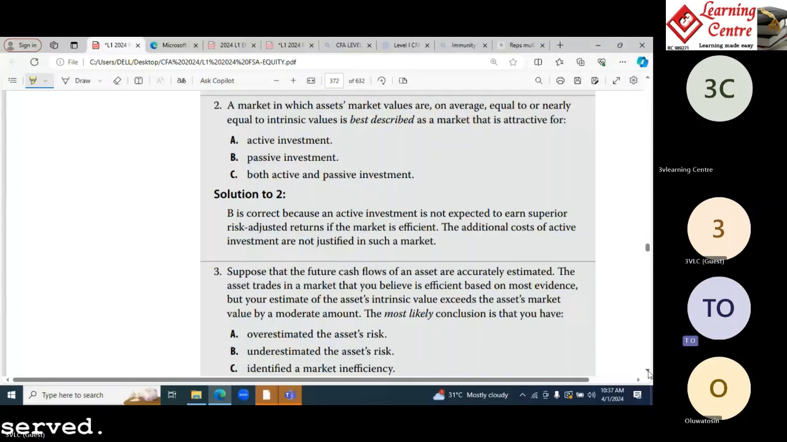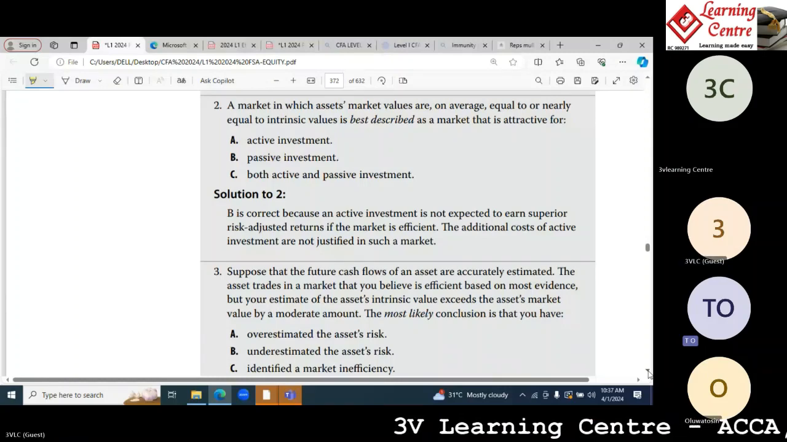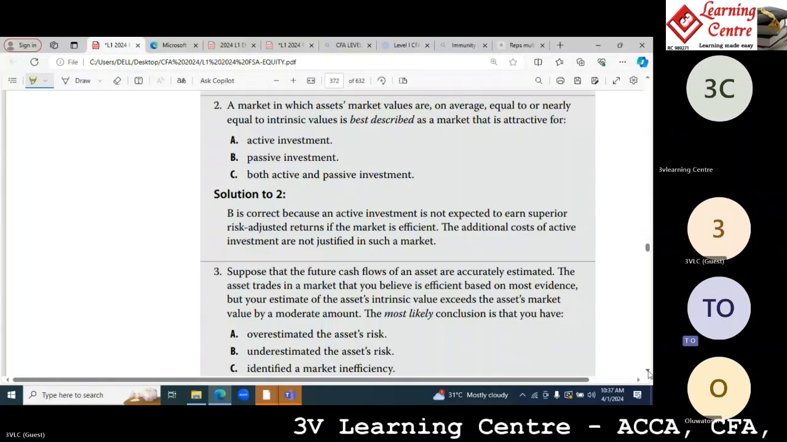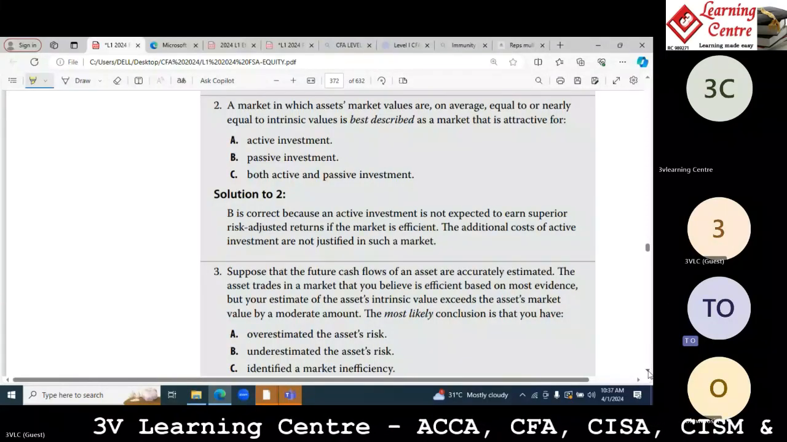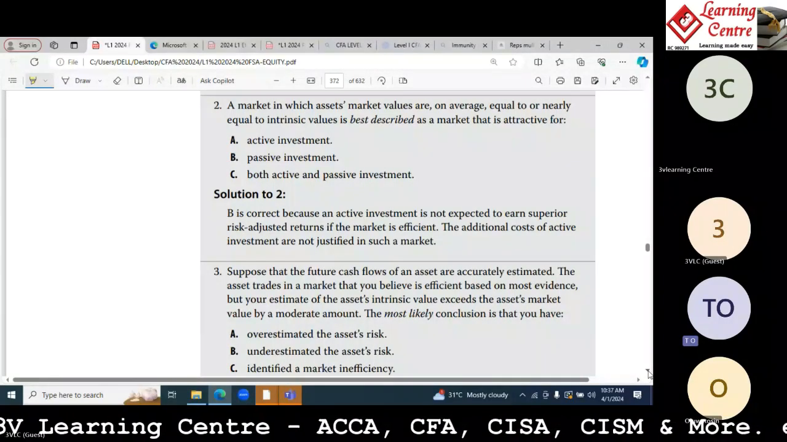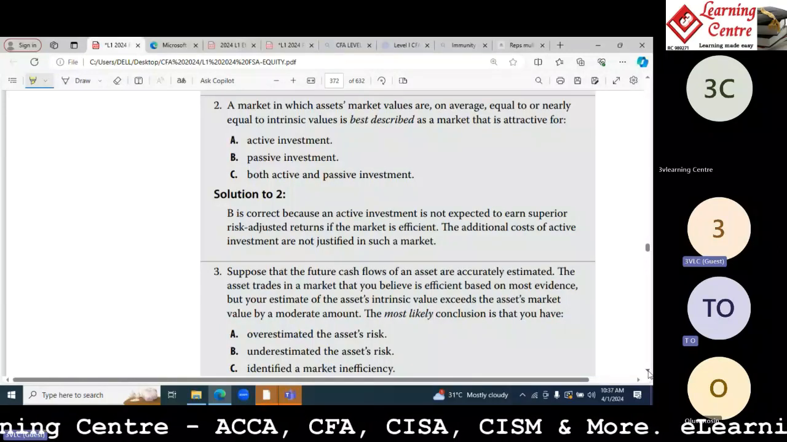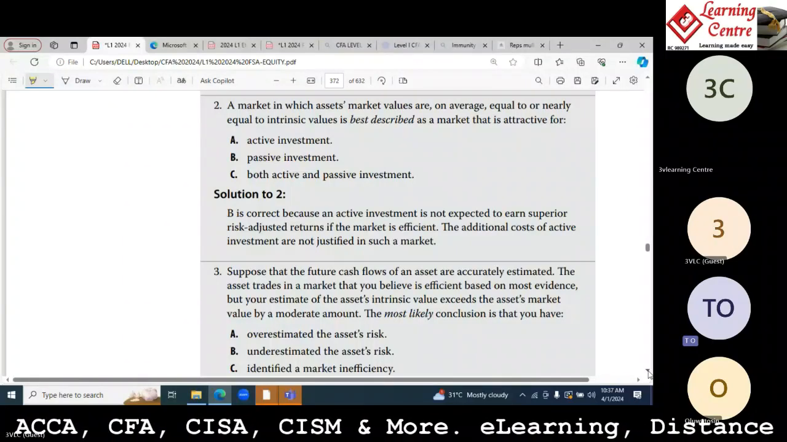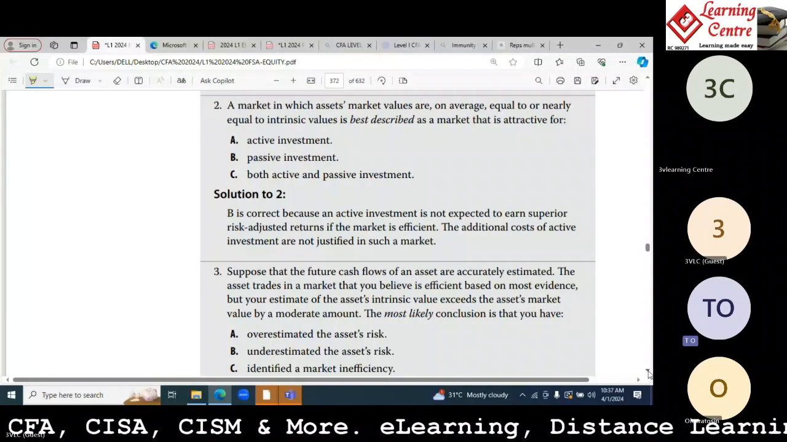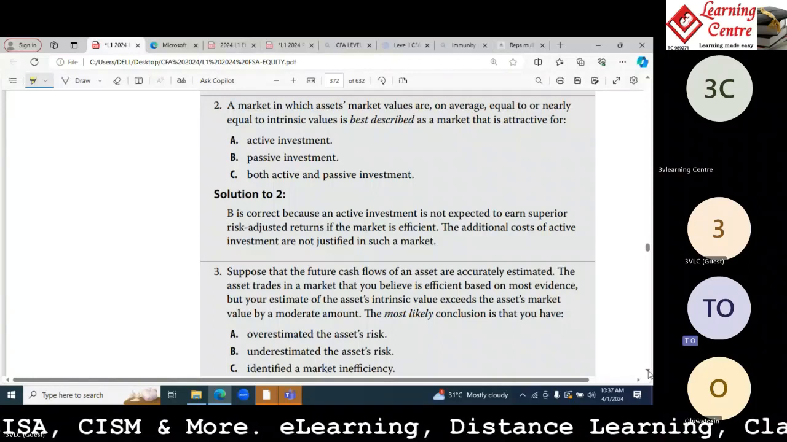I'm not sure to be honest, but I think if the intrinsic value exceeds the market value, then that means there's something that is not properly analyzed. More or less like the value of the asset is underestimated. Like I think the asset risk is underestimated. That's what I would think.